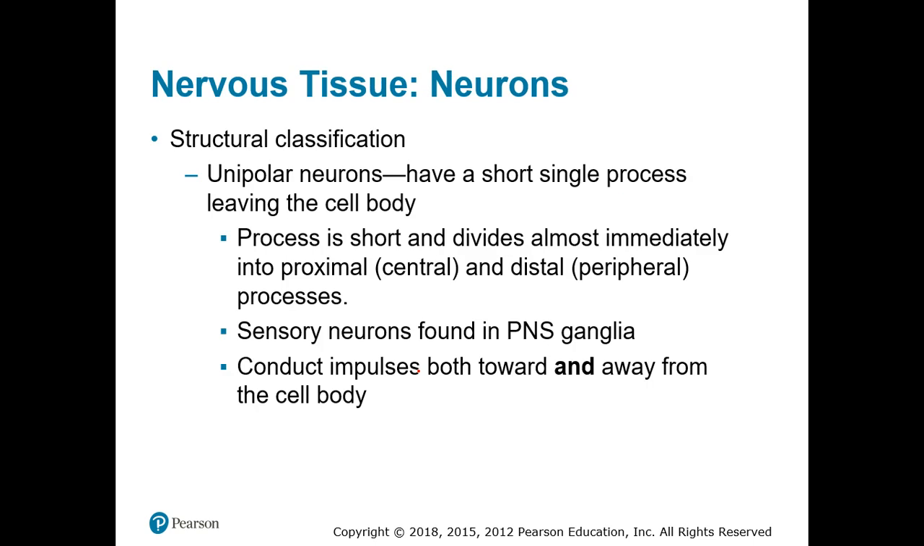And the last one we're going to talk about is unipolar. Unipolar means one. So this has a single short process that leaves the cell body. And what happens is after we have that single short process, it actually divides and becomes a proximal and distal end. These can be found as sensory neurons in our peripheral nervous system. And these are pretty cool because since there's only one process, they conduct impulses to and away from the cell body.